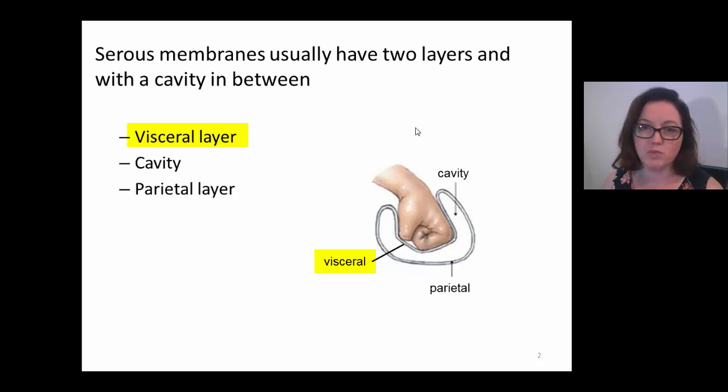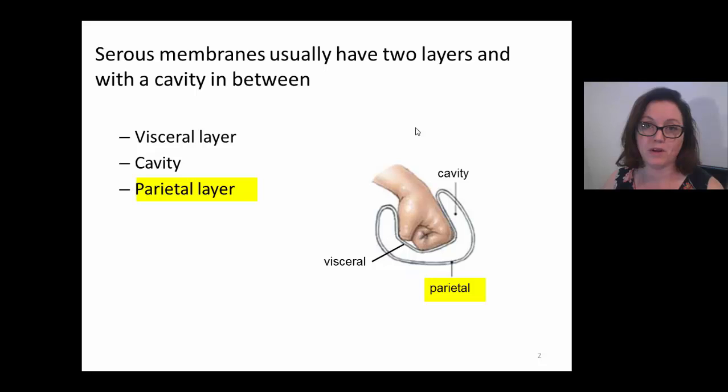Visceral means guts. You've probably heard the phrase visceral reaction before, or maybe the term viscera used to refer to guts. So visceral means guts, and it means organs. So the visceral layer is the one that lies right on top of the organ, right on top of the guts.